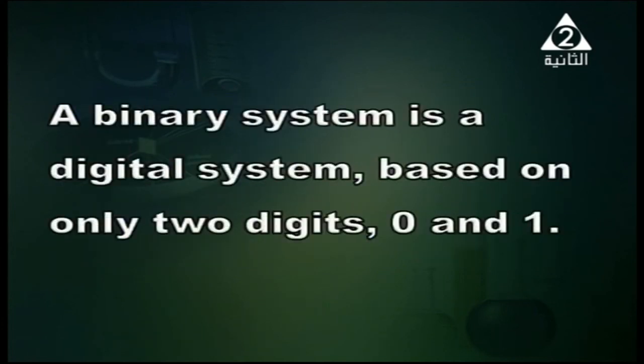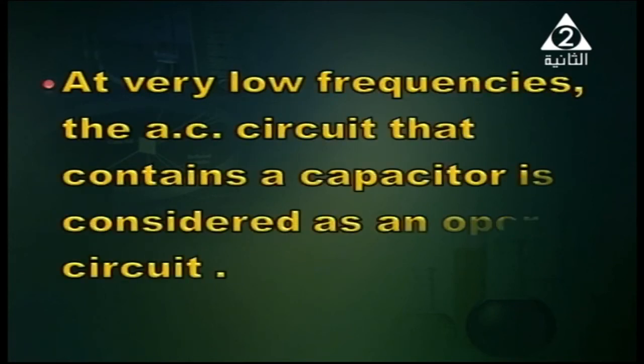A binary system is a digital system based on only two digits, 0 and 1. Explain. At very low frequencies, the alternating current circuit that contains a capacitor is regarded as an open circuit. It means no current flows. This happens when we have very low frequencies and the circuit contains a capacitor.